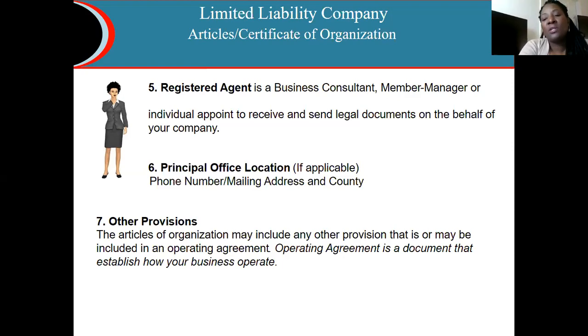This principal office location means that it's a place where you actually have or you actually work, okay? Again, if this is applicable to you, you would need to enter a phone number for the business, a mailing address for the business, and the actual county for the business. And again, that'll be address including city, state, zip code, and county. Okay, that's your principal office.